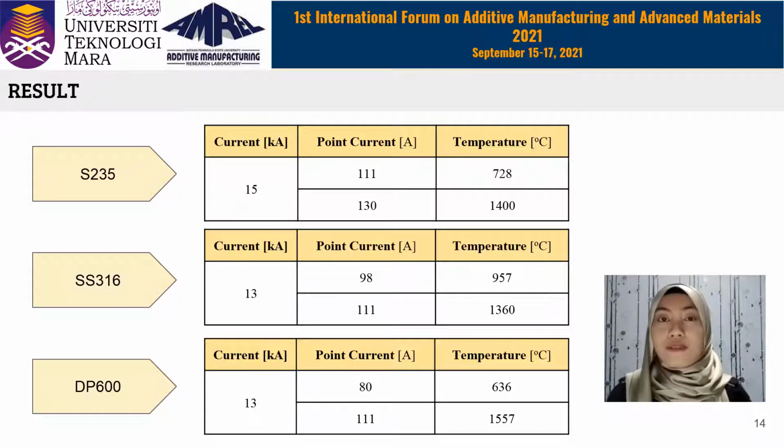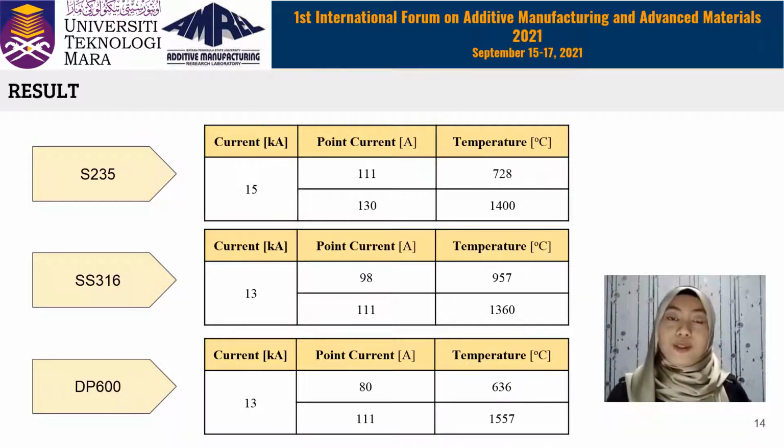One of the main reasons for the temperature variances is related to the chemical composition of each of the components. For example, the amount of ferrum present in S235 is substantially higher than in DP600 and SS316, making it more difficult to melt. Another reason is that the current usage values differ from one another.